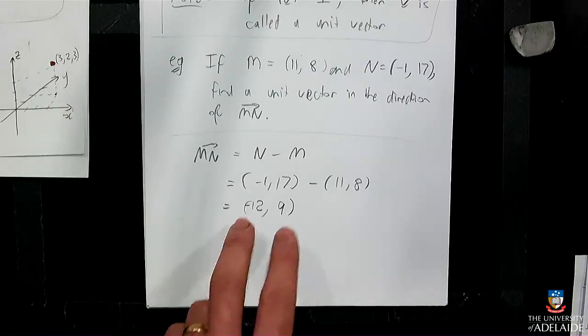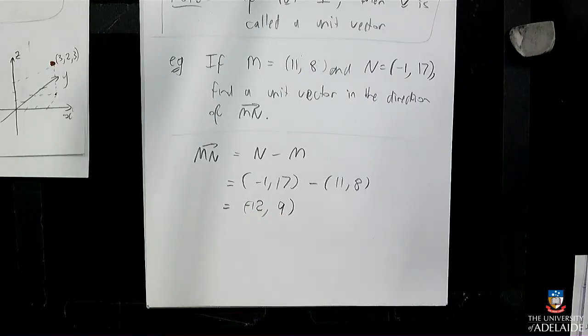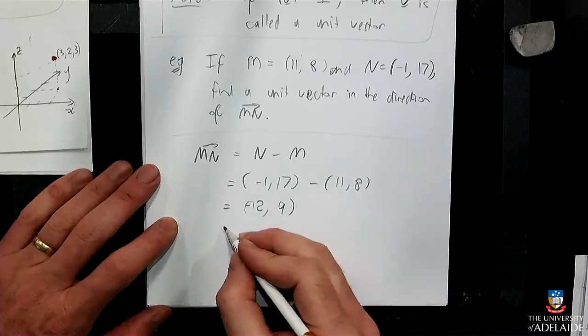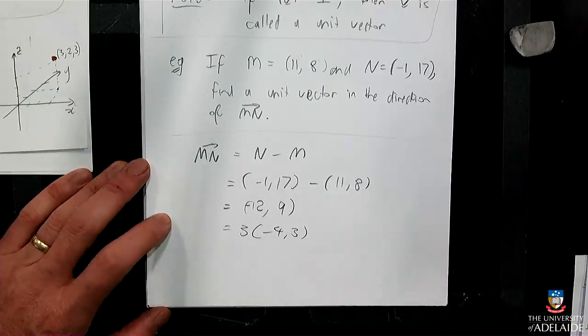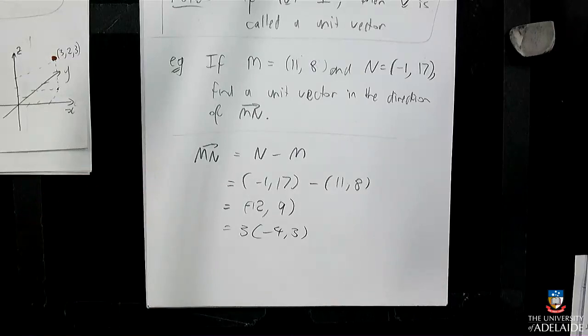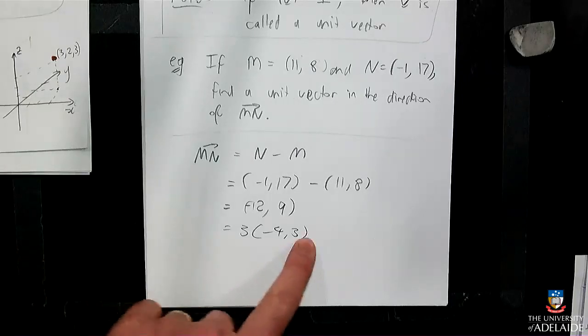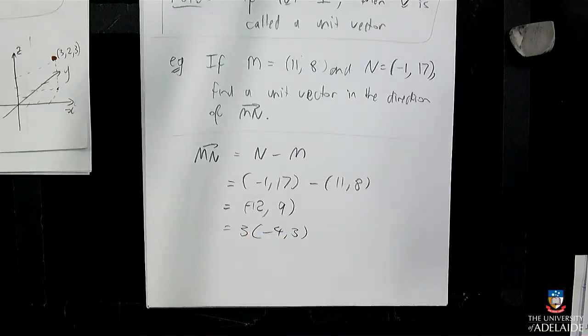I see these both have a 3 in them, so I might just take that out. This is the same as 3 lots of -4, 3. And so I don't really need to know how long MN is, because this vector points in the same direction as MN as well. And so I could use that vector instead. That'll be a little easier.